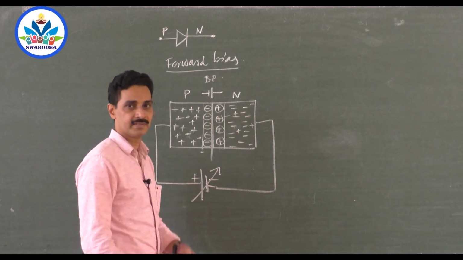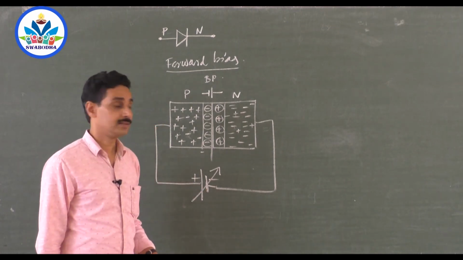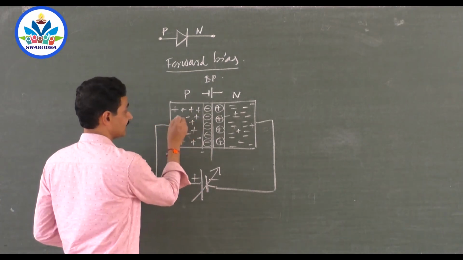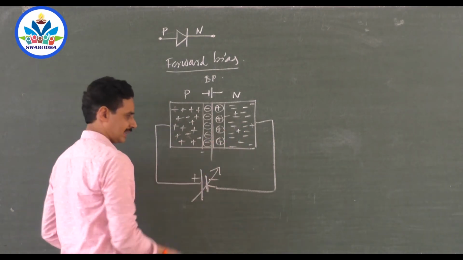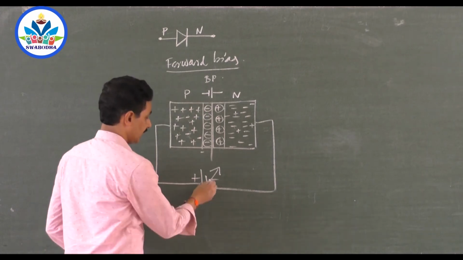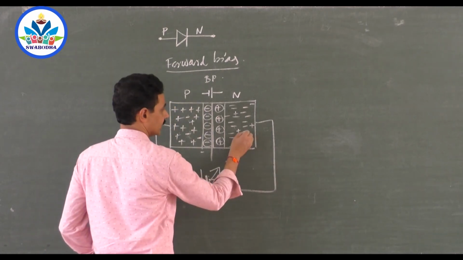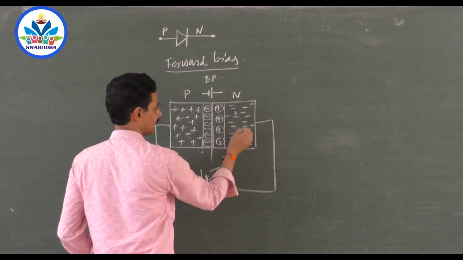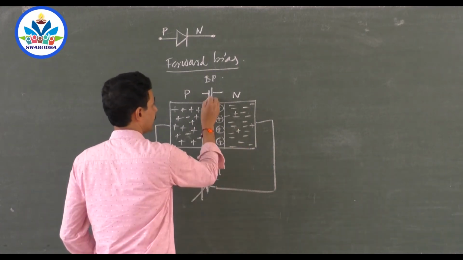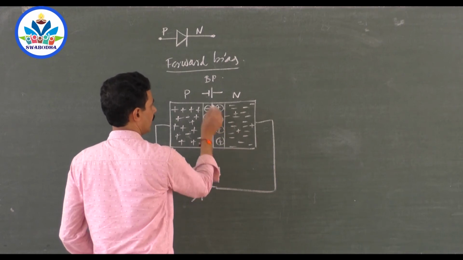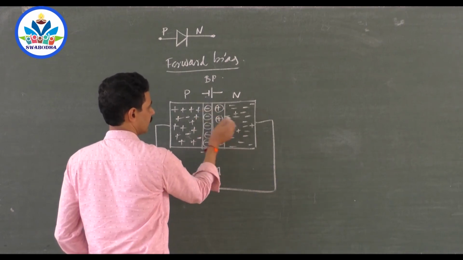So there is a fight. This battery tries to push the majority carriers here. Who are the majority carriers? Holes. Holes go to the other side. I am giving the energy. Here negative, you see, negative, electrons. Majority carriers electrons. Electrons move to the other side. I give the energy. But barrier potential says, no, you are not allowed to go, because this negative opposes.